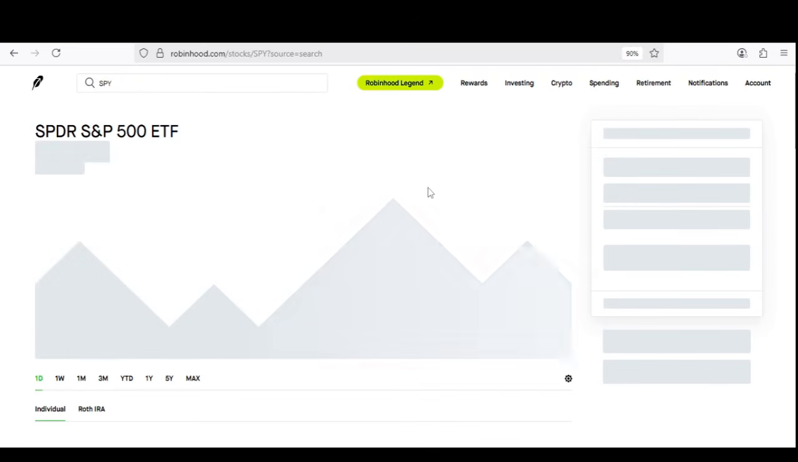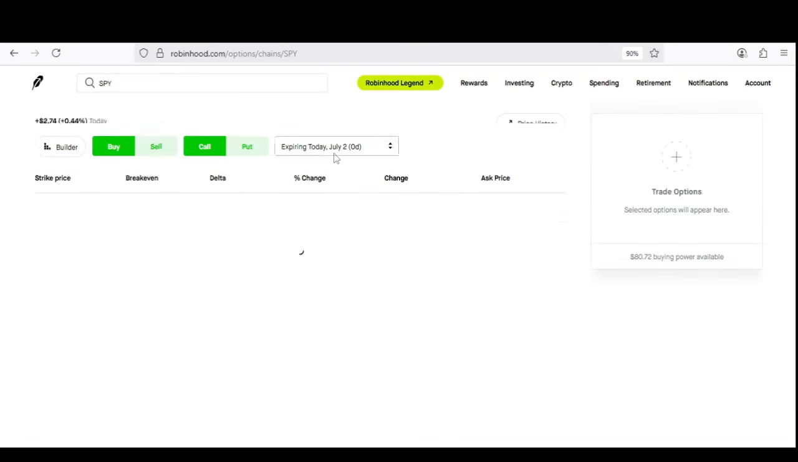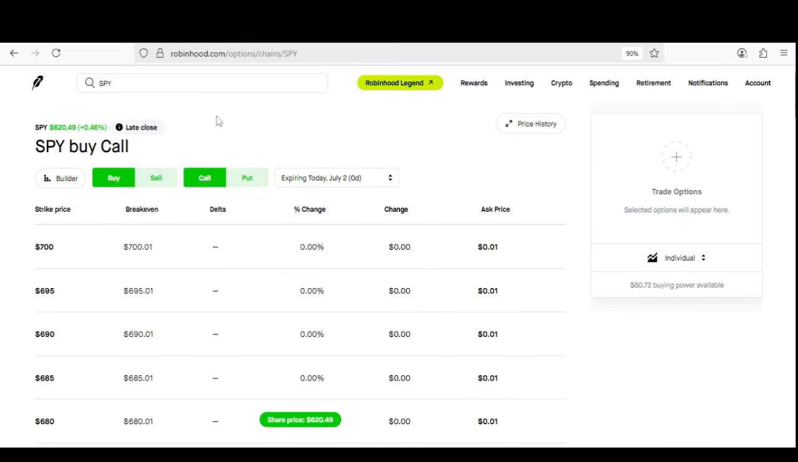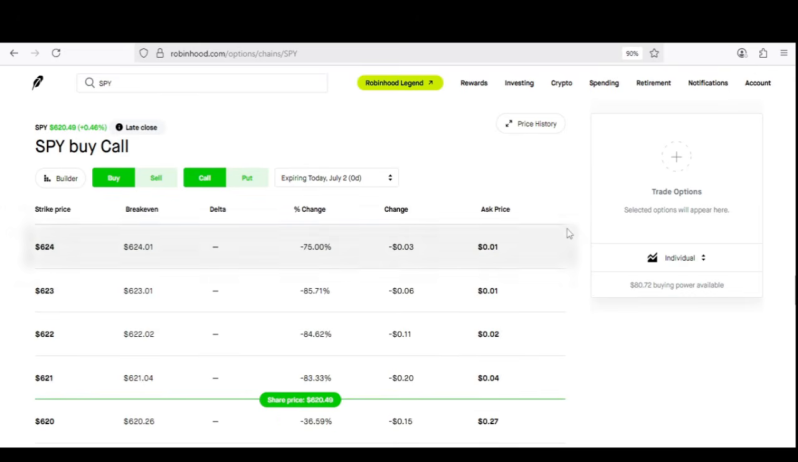So now that we have SPY open, we're going to go ahead once again and go to Trade SPY Options down at the bottom here. And that once again is going to open up the option chain. Now, this new option strategy is going to be a two-leg option strategy. So pay very close attention, because if you are new to options and you're trading with a small account, you need to get these steps correct.